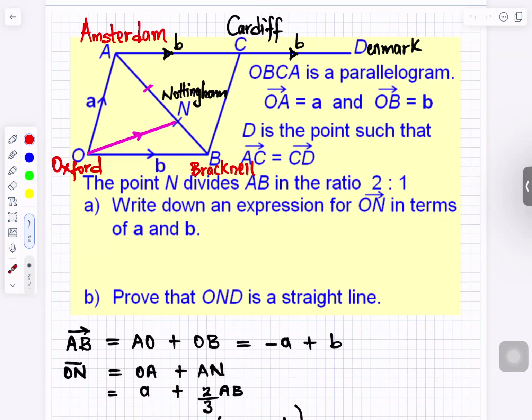And D is a point such that AC is equal to CD. So AC, I've circled it there, is equal to CD.